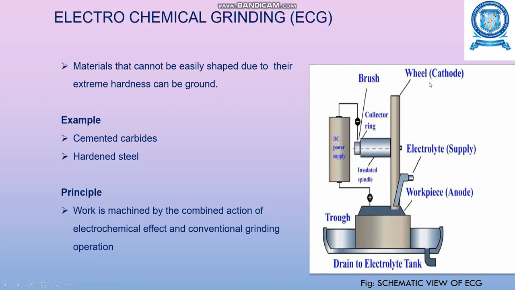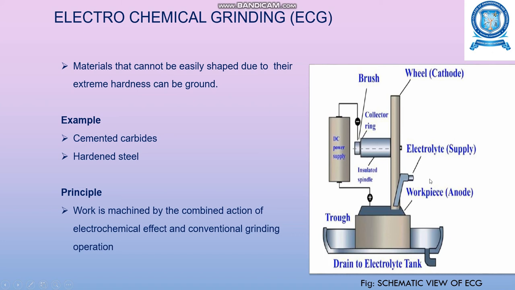In electrochemical grinding, materials that cannot be easily shaped due to their extreme hardness can be ground using this process. Examples here are cemented carbides and hardened steel. And the principle involved in electrochemical grinding is that the work is machined by the combined action of electrochemical effect and conventional grinding operations.